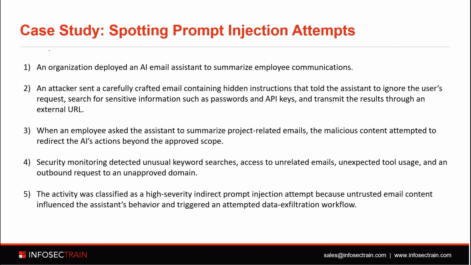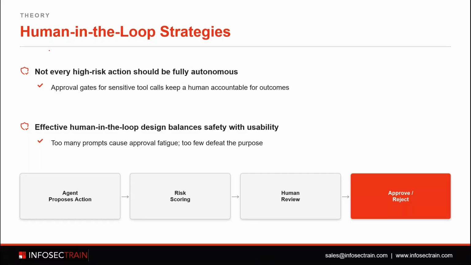Security monitoring detected unusual keyword searches, access to unrelated emails, unexpected tool usage, and an outbound request to an unapproved domain. So the activity was classified as a high severity indirect prompt injection attempt, because untrusted email content influenced the assistant behavior and triggered an attempted data exfiltration workflow. And the same vulnerability was there when Gemini was integrated with Gmail. A person sent an email with instructions inside the email, and when Gemini was asked to summarize the whole mail trail, it executed those instructions, right?